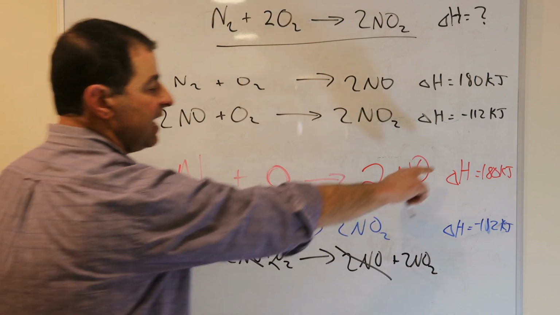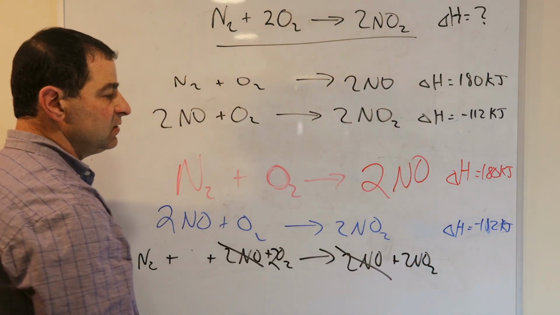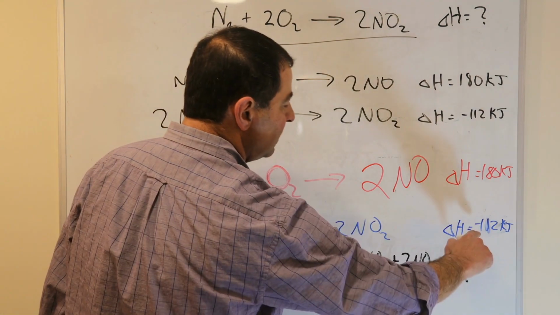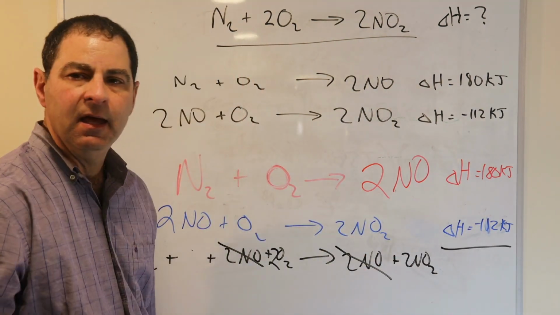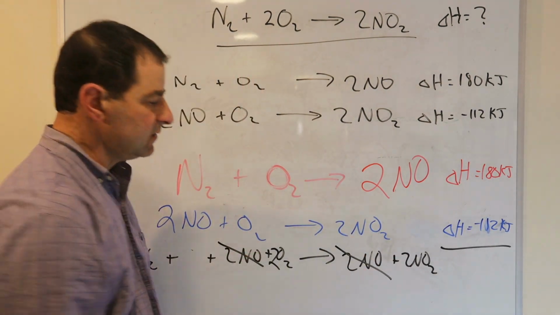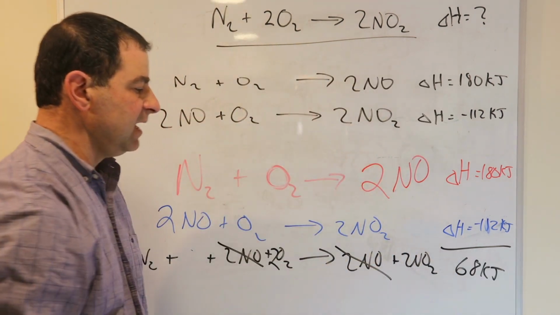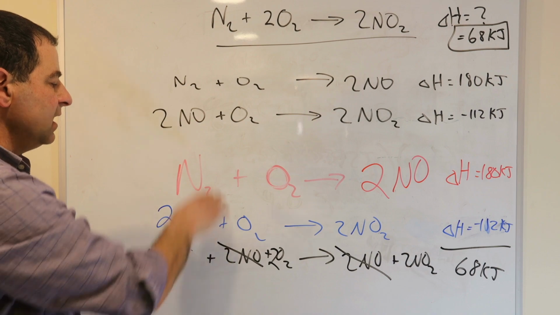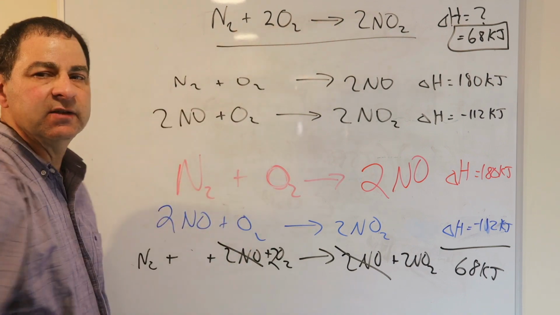I now simply have to add together the delta H's of each individual reaction. Hess's law. I take 180 minus 112, and I come up with 68 kilojoules. That would be the delta H of this reaction. So I'm simply combining the two reactions to produce the reaction of interest.